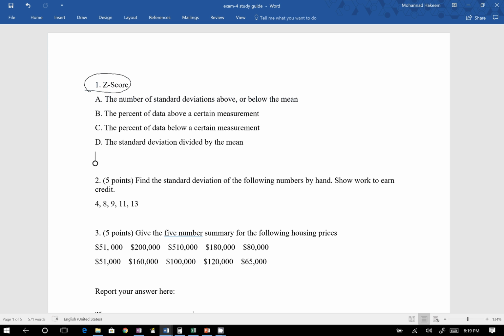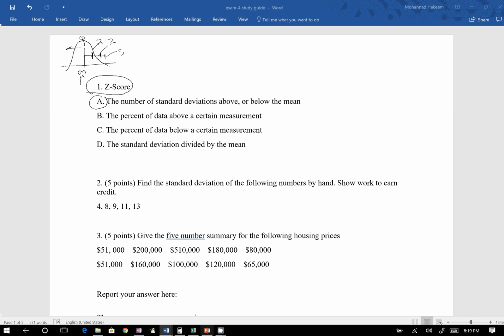The definition of the z-score is the number of standard deviations above or below the mean. If you remember, we have a normal distribution, and this will be the mean. We call the mean mu, and you have one standard deviation, two standard deviations, three standard deviations. So here z will be 1, this is z 0, this is z 2, this is z 3, and here z will be negative.